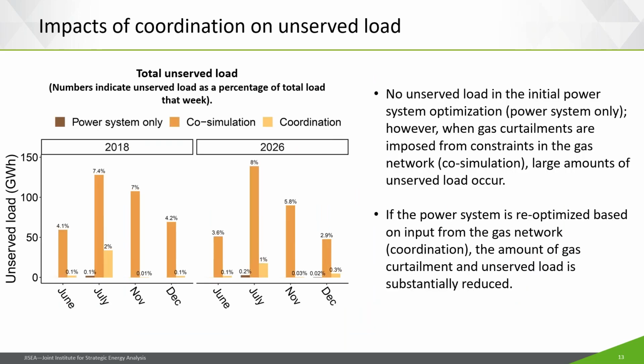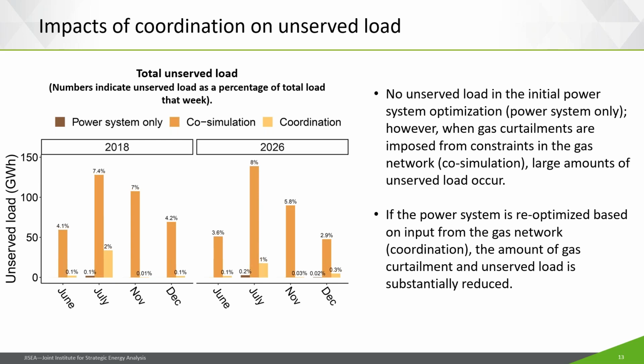The impacts of this, then, we look at in terms of total unserved load. Again, I want to stress that this doesn't actually mean blackouts, right? This just means corrective action would need to be taken that would be very expensive in order to maintain power system reliability. So as we progress from left to right here, you'll see in all these cases, with the minor exception of July, the power system thinks it's fine. There's no issue. It has all the generation it needs. In that co-simulation case, we can see that there's quite a bit of unserved load.